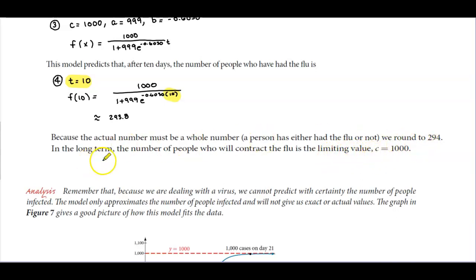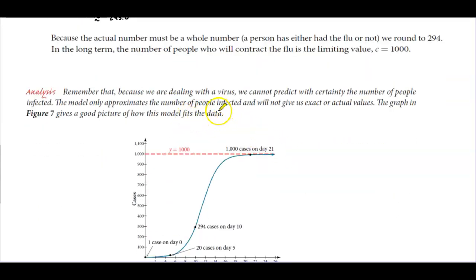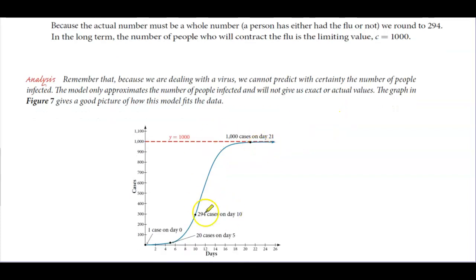So in the long term, the number of people who will contract the flu is the limiting value c, which is equal to 1,000. Now remember that because we are dealing with a virus, we cannot predict with certainty the number of people infected. The model only approximates the number of people infected and will not give us exact or actual values.